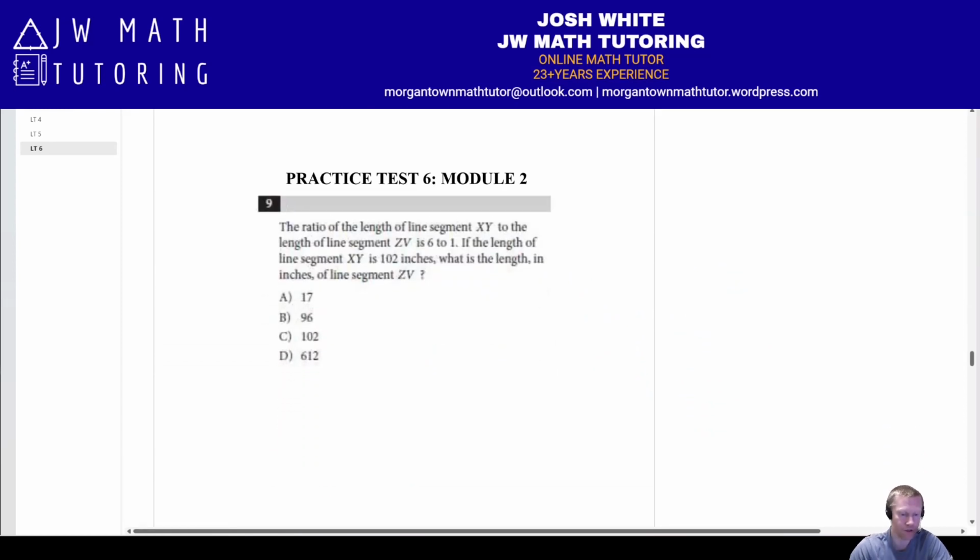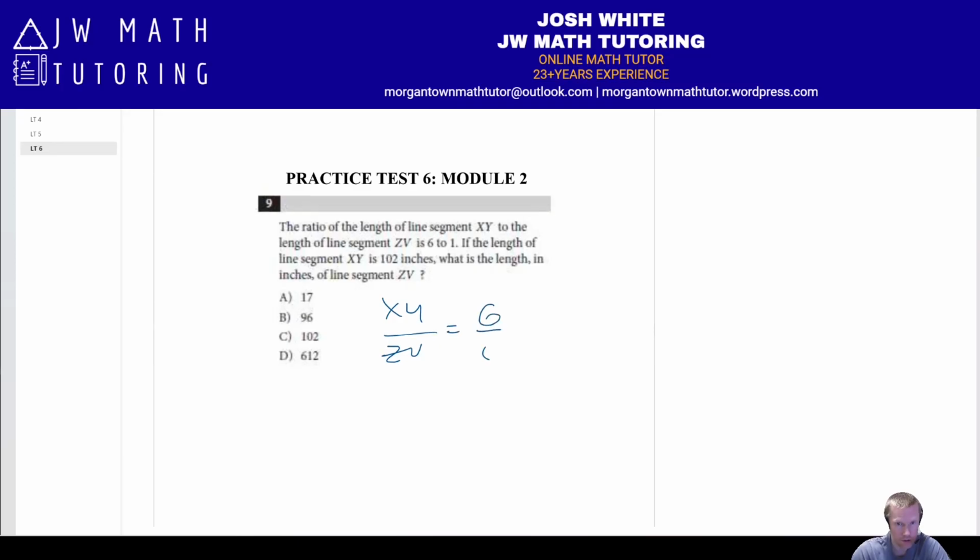Now let's take a look at the unique questions from module number 2. So starting with question number 9. Here we know that the ratio of these two line segments is 6 to 1. So XY to ZV is 6 to 1, and XY is 102. So put that on the top of our proportion.